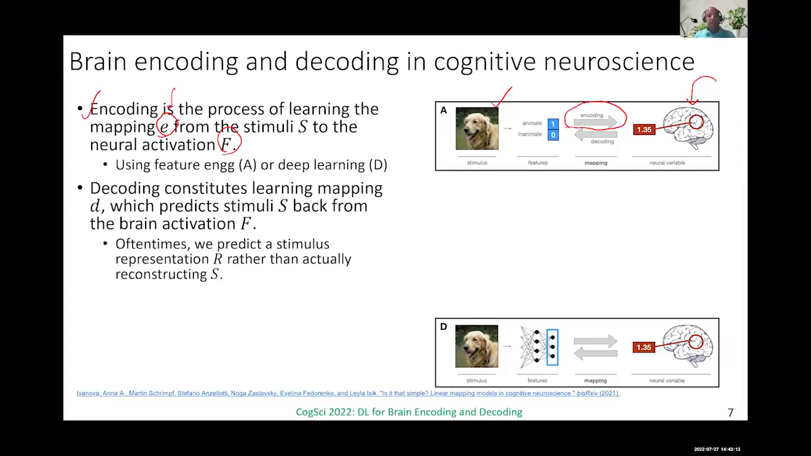Now you could do this encoding by first extracting some features out of these pictures, and then learning some models to predict the voxel magnitudes and so on. Or you could use deep learning directly to take the raw input and do the encoding. So that's encoding. The other process, the reverse process, is called decoding. Decoding constitutes learning a mapping D, which predicts the stimuli back from the original brain activation F.